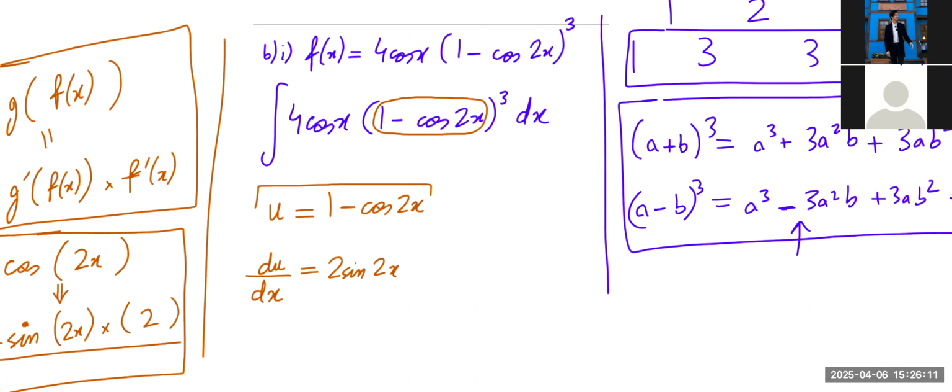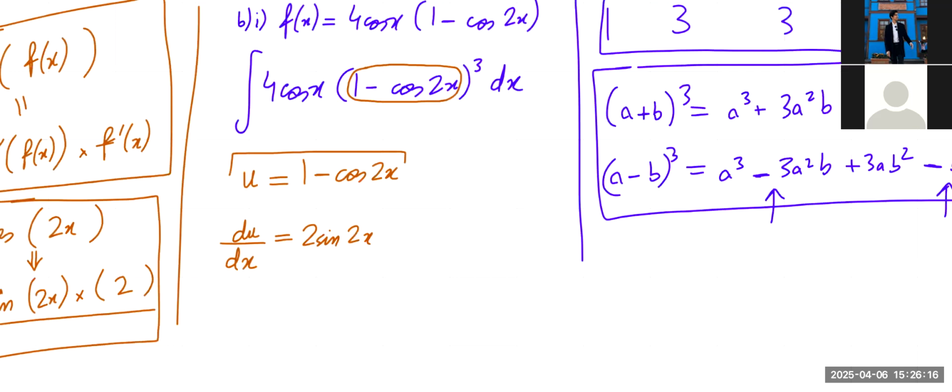So we need to convert dx to something du related instead. And to do that, we derived u. We derived u to get this. And now we're going to make dx the subject so that we can say that dx is equal to this. So what is dx? Can you try to make dx the subject and tell me what you get? Can you write it as du over 2 sine 2x? Exactly. du over 2 sine 2x. Perfect.